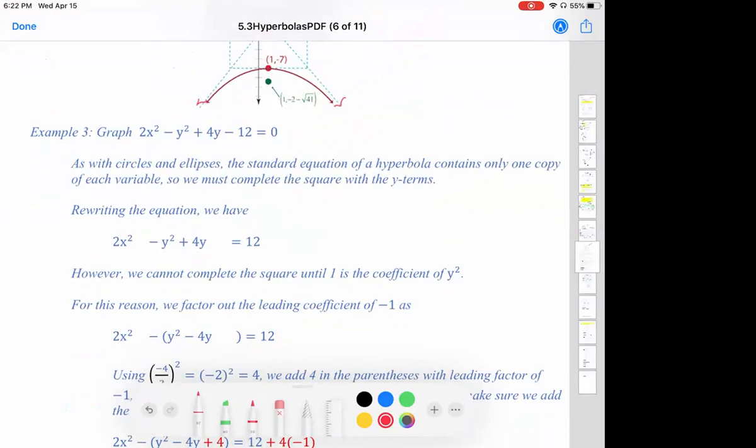So let's go ahead and graph 2x squared minus y squared plus 4y minus 12 equals 0. All right, so again, we have a problem. It's not in standard form.